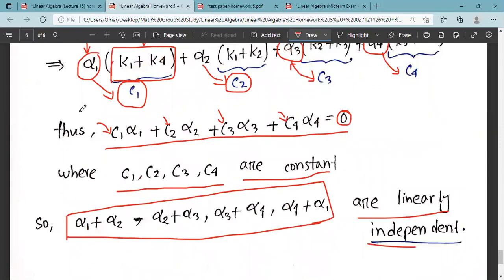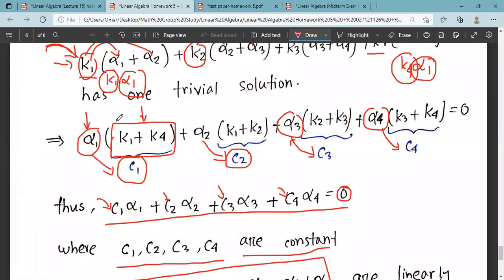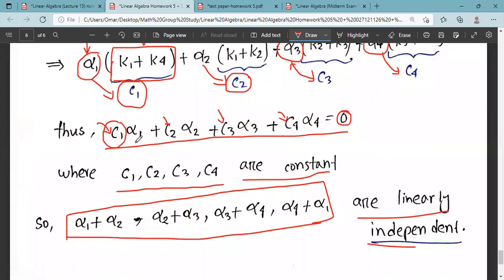See here, at first we had k1 alpha 1. This line was the condition for any linear system to become independent. And then for k1, at the last part we got c1, so c1 alpha 1 was also 0. That means we can say that alpha 1 plus alpha 2, alpha 2 plus alpha 3, alpha 3 plus alpha 4 and alpha 4 plus alpha 1 are linearly independent. So I think, guys, can you understand?